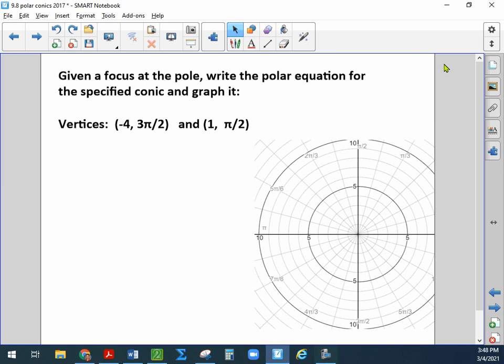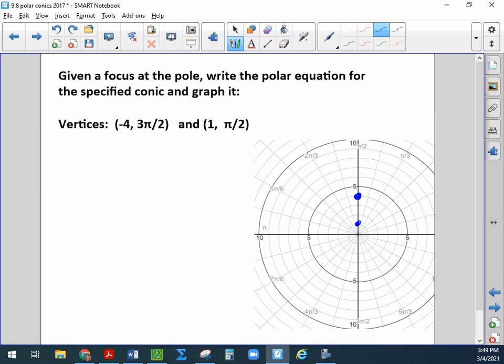This example is asking us to come up with a polar equation and graph it given these vertices. One of the vertices is at -4, 3 pi over 2. So if I come down to 3 pi over 2, but I go -4, that means I'm actually going up 4 away from this. And that's one of my vertices. The other one is at 1, pi over 2. That one's a little bit easier to graph.